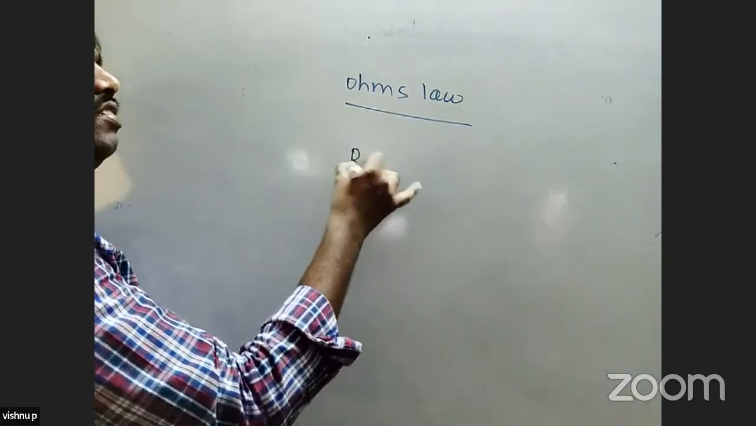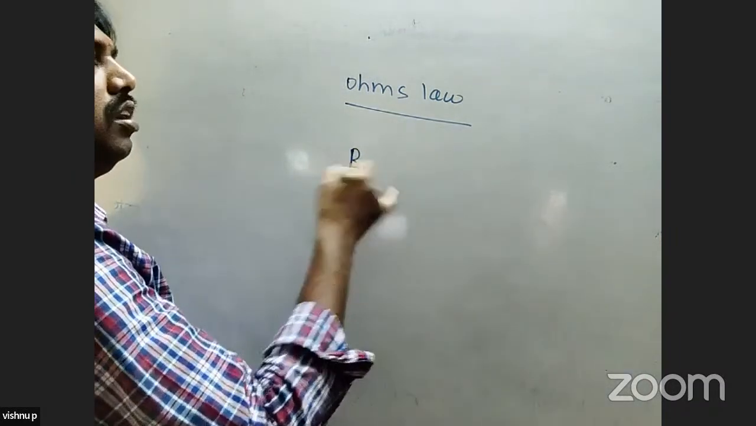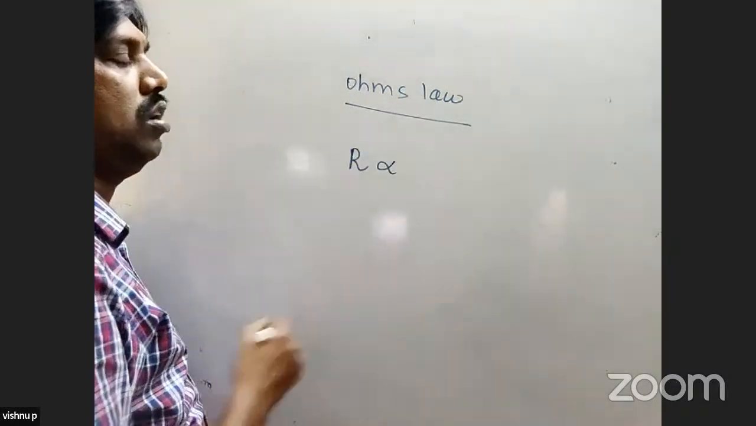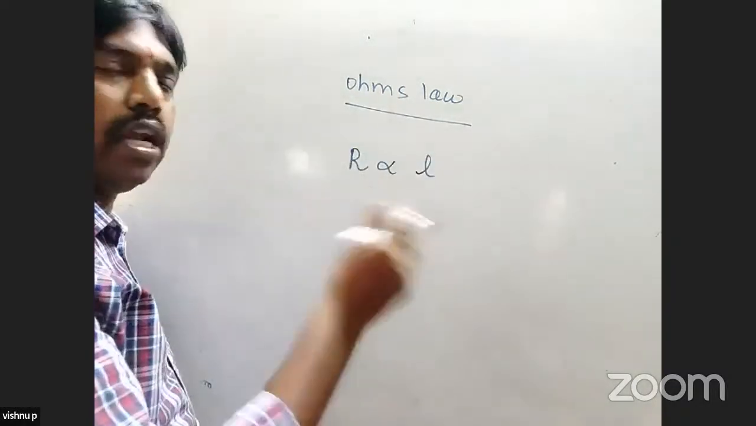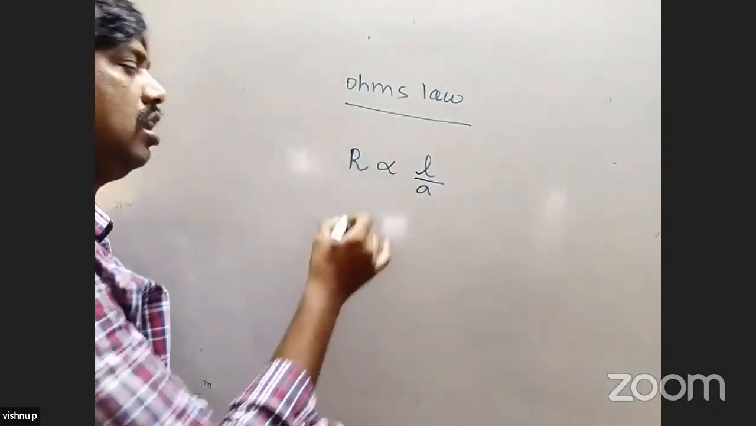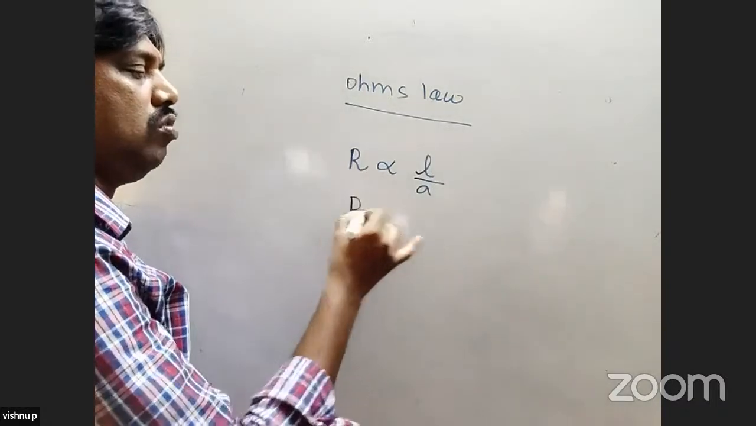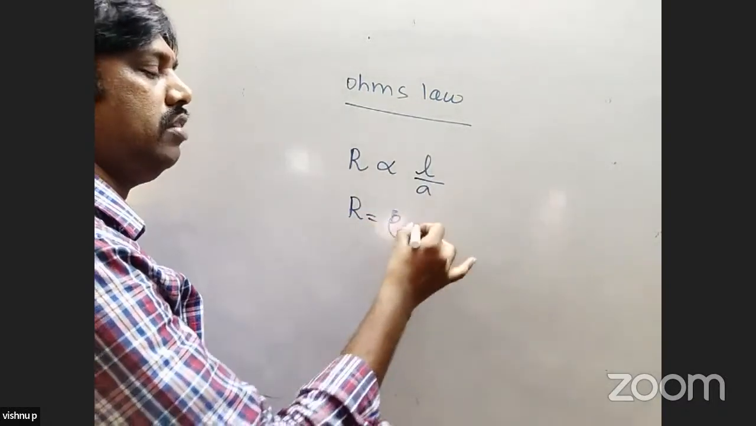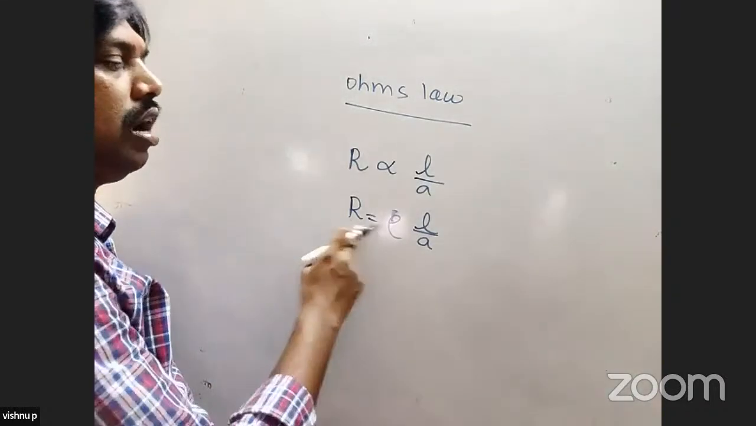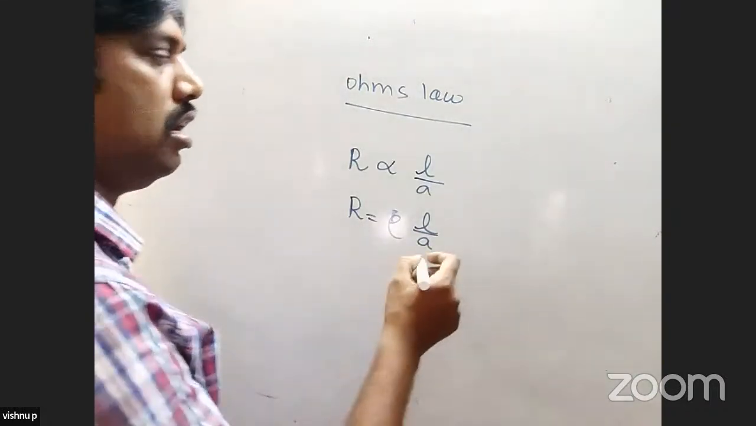So according to this, resistance, which obstructs the flow of current, is directly proportional to the length between two electrodes and inversely proportional to the area of cross section. According to Ohm's law, we write R is equal to rho L by A.